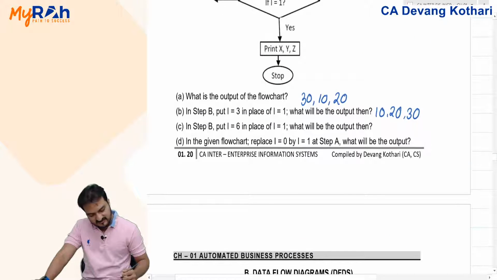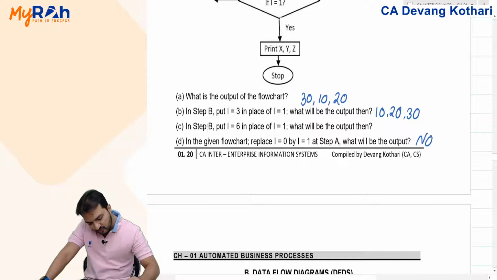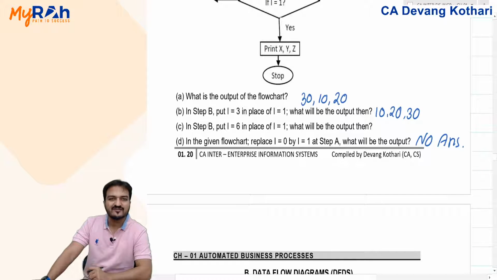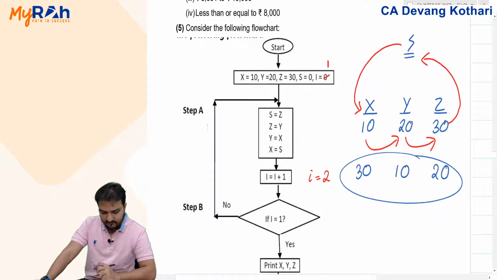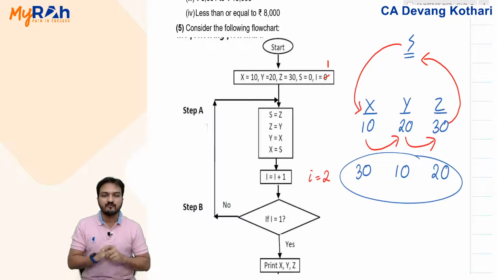I said this would become an infinite loop, so you will have no answer here. It becomes an infinite loop, so there will not be obtained any answer at all. Yeah, this was your reverse flowchart. Consider flowcharts as very important because, as I said, this might give you confirm marks in the exam.